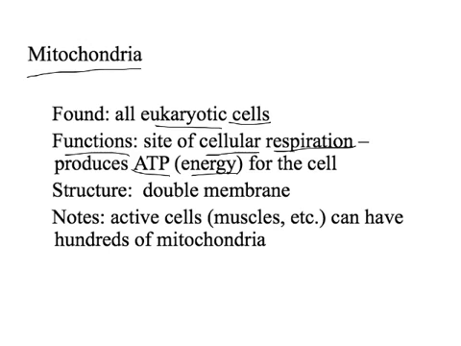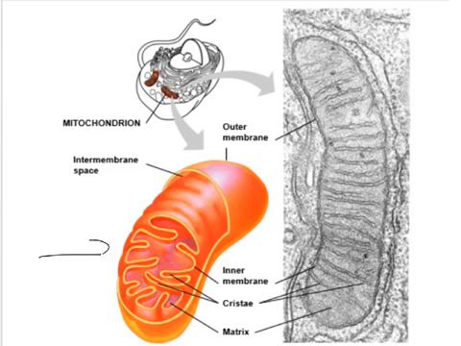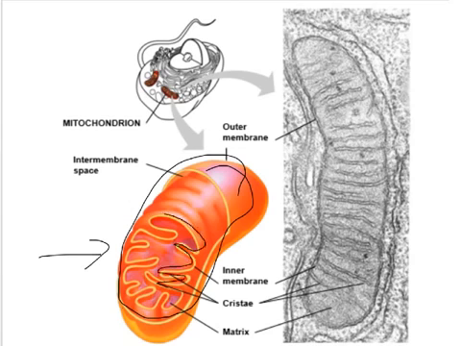It also has a double membrane, just like the nucleus. And active cells, so things like muscles that need lots of energy, have lots and lots of mitochondria. This is what the mitochondria looks like. You can see it has this one kind of flat membrane on the outside, and then it has this weird folded membrane on the inside. So it has two membranes, just like the nucleus, but one is all folded up.